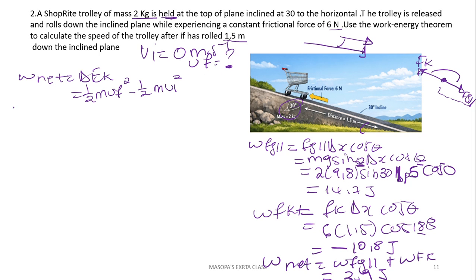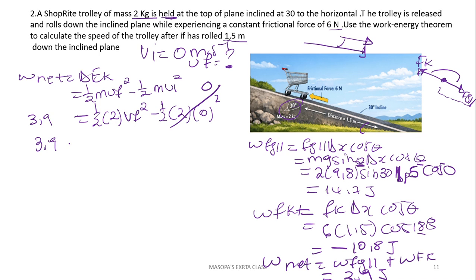Therefore, now let's substitute there. Our work net is how much? 3,9. Then here we have 1 over 2 mass of 2, final velocity is what we are looking for, minus 1 over 2, the mass is 2, initial velocity is 0 squared. Why? Because it was released. So now we don't have the initial kinetic energy of this object because it was released. And therefore we are left with 3,9 equals Vf squared.